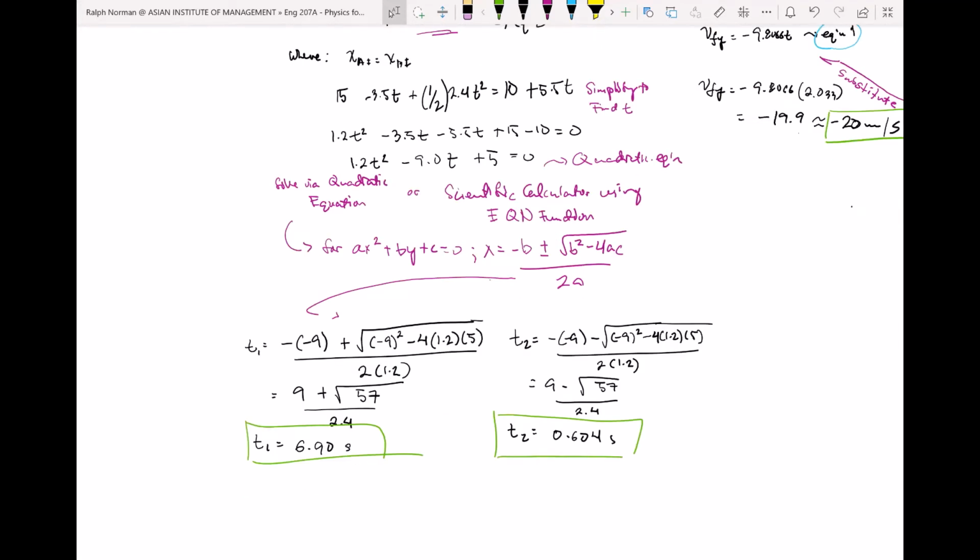Now, obviously, when you're solving a quadratic equation, you solve for two roots, and you have to identify whether both roots or only one of them is real. In this case, both roots are positive: 6.9 seconds and 0.604 seconds. This means that toy cars A and B will pass twice, at 0.604 seconds and at 6.90 seconds. This is a circular path anyway.